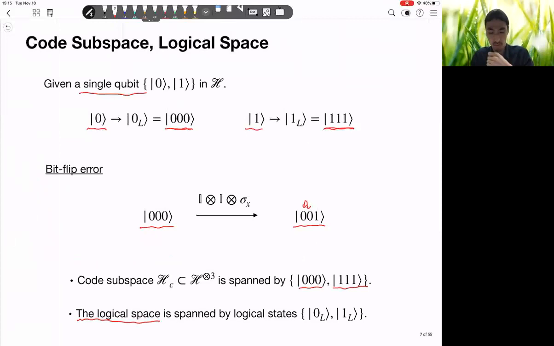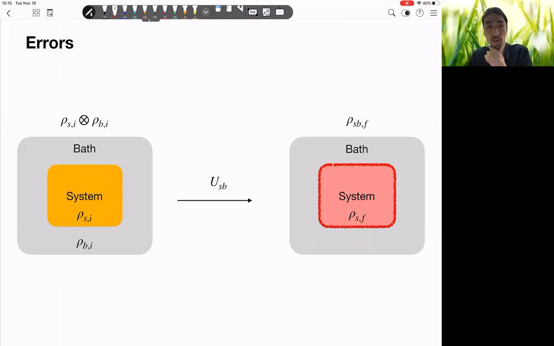Okay. So those are the basic ideas of errors and code subspace. But in order to discuss operator algebra quantum error correction, we want to have a sophisticated formulation of errors. So that's something we're going to do now. As we have discussed, we have an open quantum system. So we have a system here and a bath. And we consider the unitary time evolution for the whole system, bath and system both, so that we will have a final density matrix of bath and system.